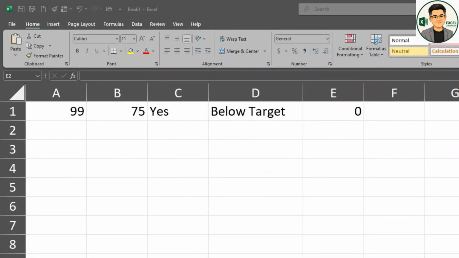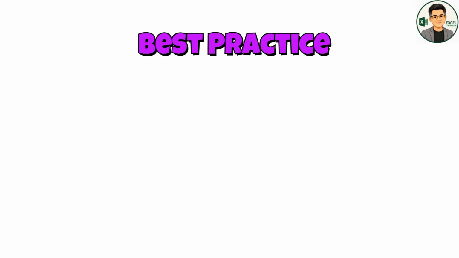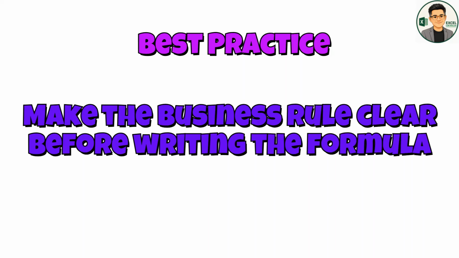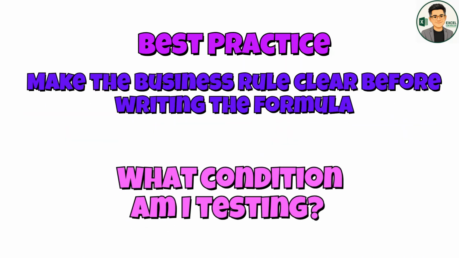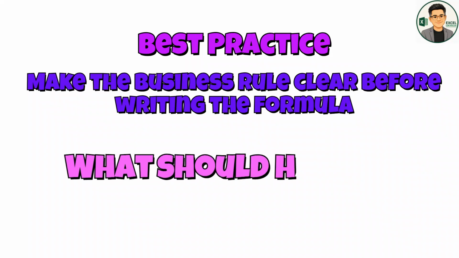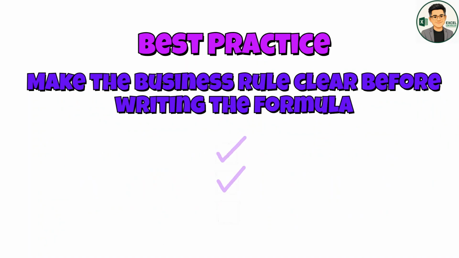For example, we might calculate a bonus only when a sales target is met, or calculate a reserve only when an account exceeds a threshold. One final best practice. Make the business rule clear before writing the formula. Ask yourself, what condition am I testing? What should happen when the condition is true? What should happen when the condition is false? If you can answer those three questions, the formula becomes much easier to build and audit.